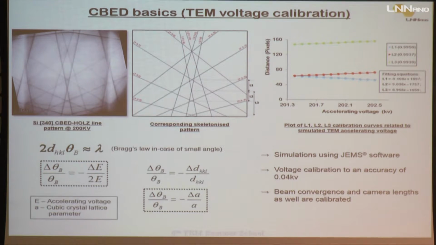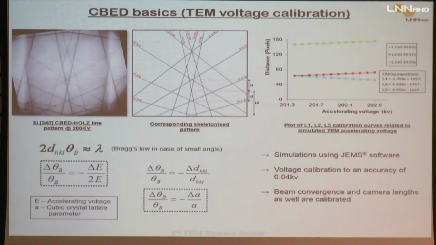One, by slowly changing the accelerating voltage by 1 kV, getting different CBED patterns, and measuring the distances between the holes in the intersections. If we consider this line as one line and another one, the distance between the intersection points changes, and based upon the change in distances, we can calibrate the accelerating voltage. But that way is not very reliable, because if you change the accelerating voltage of a TEM, it takes some time for the accelerating voltage to stabilize in the microscope.